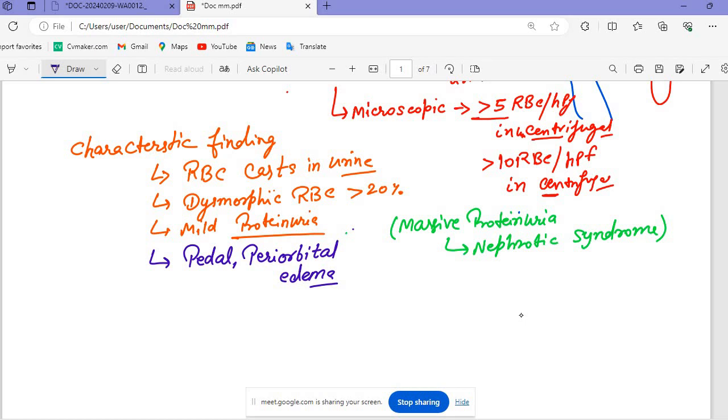Periorbital edema is seen. In between I will keep asking, so just let me answer the periorbital edema. Now I will tell the name of the rash and you will say, oh, this.